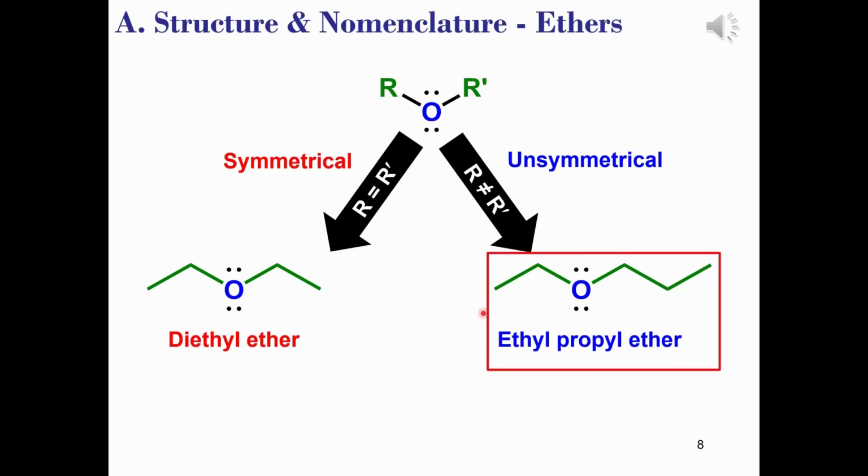Unsymmetrical ethers arise when the R group is not the same as the R prime group attached to the other side. We can name ethers by naming these alkyl groups alphabetically and then adding the suffix ether. So the ether on the right hand side is known as ethyl propyl ether. These are the common names and they are perfectly acceptable to use on this course. However, I will make you aware that for more complicated ethers, IUPAC substitutive naming is an option, and we'll look at this on the next slide.